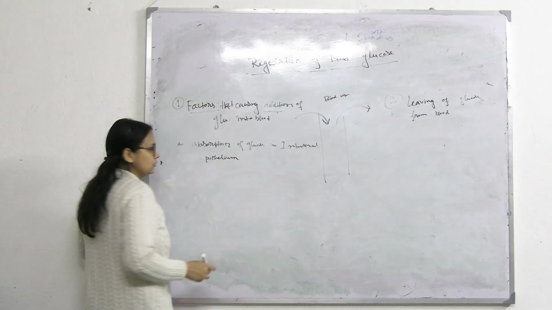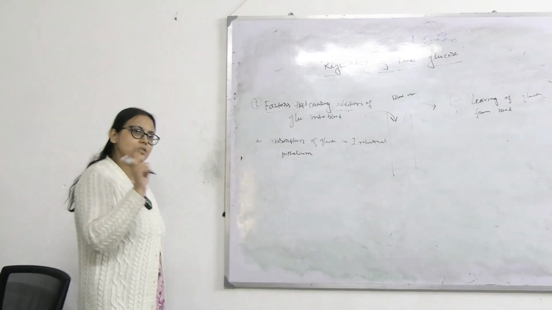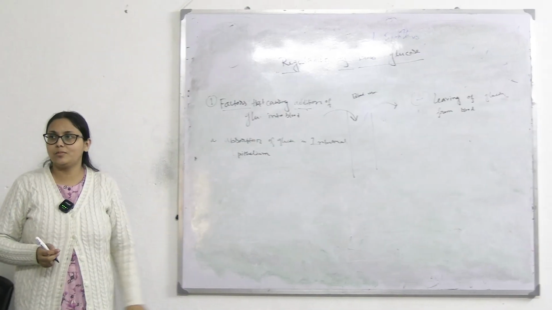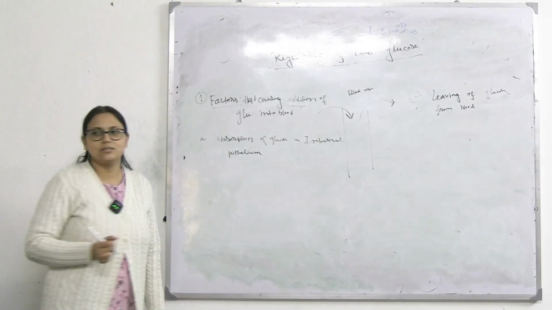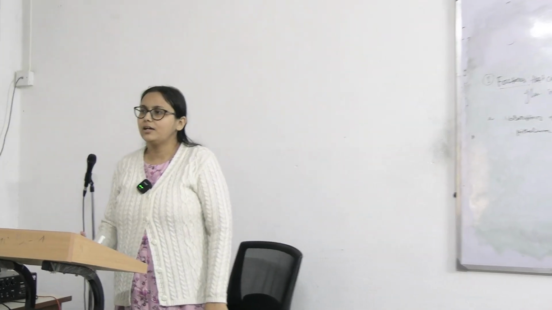Via which receptor? GLUT and SGLT, sodium dependent glucose transporter, and GLUT. Which type of GLUT is seen in intestinal epithelium? GLUT2. Very good. And GLUT4 is seen in? Muscle and adipose tissue. Which is insulin sensitive? GLUT4 is insulin sensitive. Only one receptor, that is GLUT4, is insulin sensitive. The rest are not insulin sensitive. Okay.